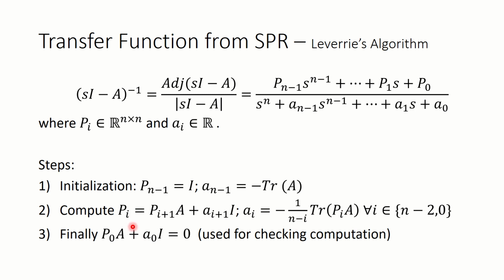So next we will find out Pn minus 3, and that will use here Pn minus 2 A plus an minus 2 I, Pn minus 2 and an minus 2 already computed in the previous step. So in this way we will go, and we will go till I equals to 0. So we will be able to find out P0 and A0 also. Finally we will check. So whatever P0 and A0 we have found out should result in this expression P0 A plus A0 I equals to 0. This is used for checking the computation.